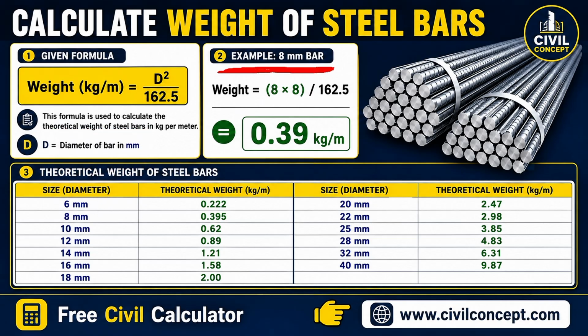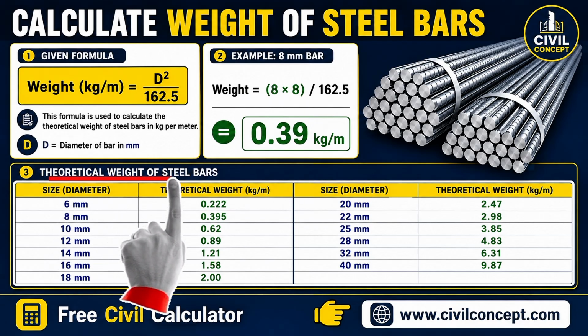Now let us take one example. Suppose we have 8 mm diameter steel bar. So, weight is equal to 8 into 8 divided by 162.5. That means 64 divided by 162.5. So, the weight of 8 mm steel bar is approximately 0.39 kg per meter.